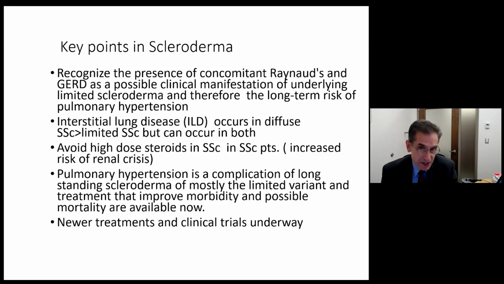Interstitial lung disease, or ILD, occurs in diffuse scleroderma more frequently than limited scleroderma, but it can occur in both presentations. It's important to remember that in patients who have scleroderma, one is to avoid high doses of steroids, which can precipitate a renal crisis. Finally, pulmonary hypertension is a complication of long-standing scleroderma, mostly of the limited variant, and there are treatments that improve morbidity and possibly mortality, and they are now available. Newer treatments and clinical trials in scleroderma are underway and are becoming increasingly available.